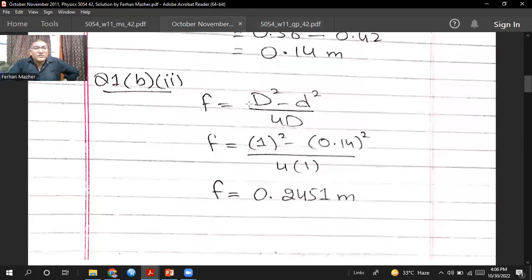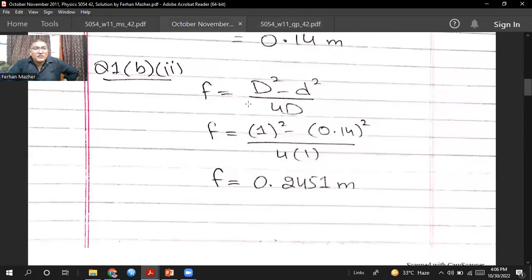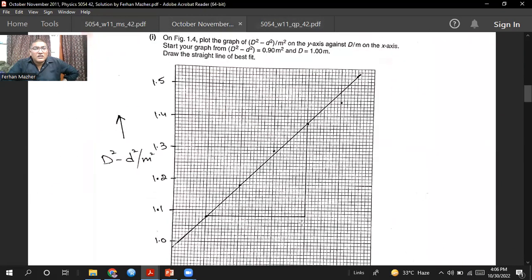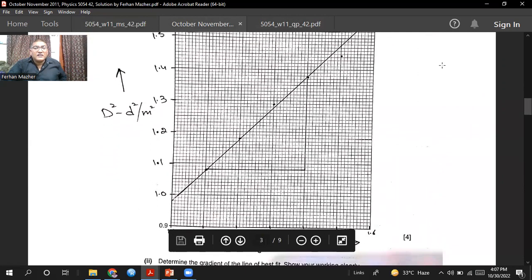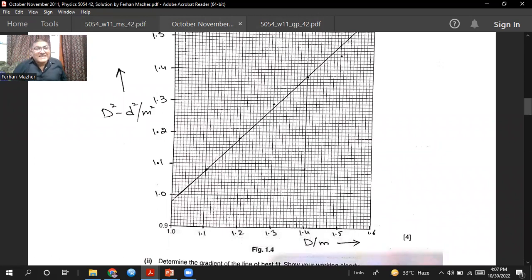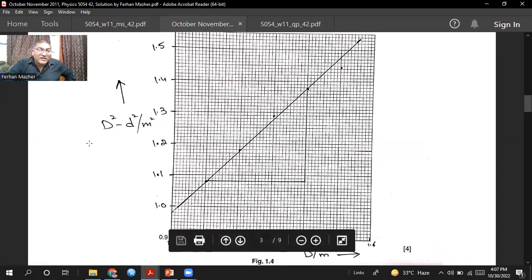So let me show you the solution. Here you can see that we have labeled the x-axis. On the x-axis, we have represented the capital D. The unit is meters. It starts from 1.0, then 1.1, 1.2, 1.3, 1.4, 1.5, and 1.6. On the y-axis, we have represented capital D squared minus small d squared, and it is in meter squared.